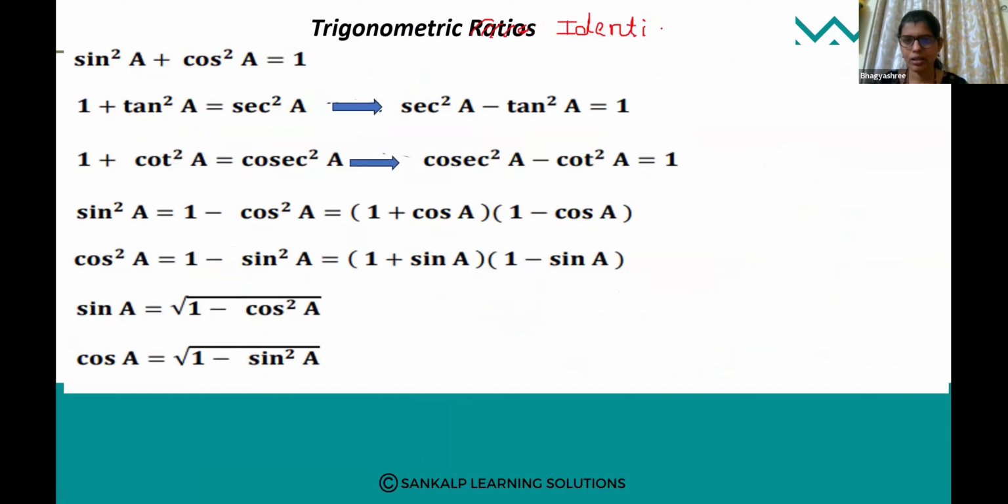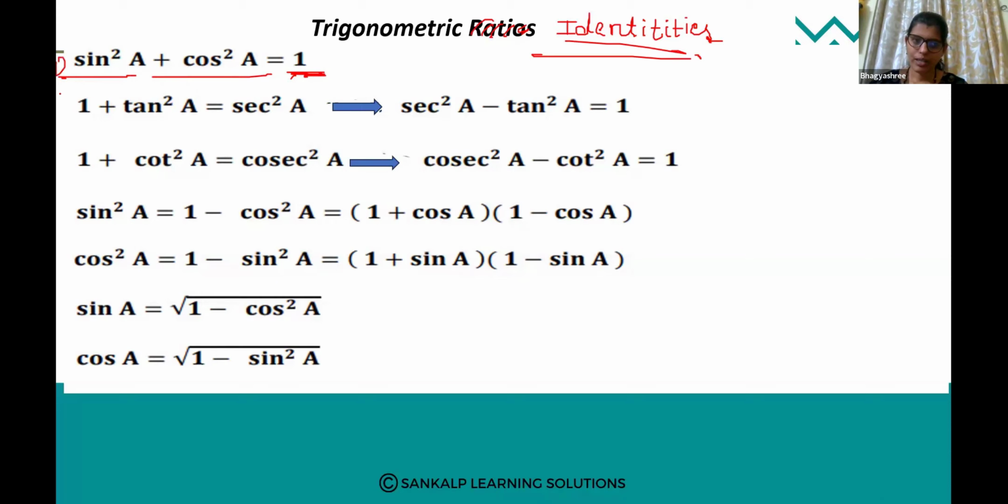a plus b bracket square, a minus b bracket square, a plus b into a minus b is equal to a square minus b square. Those all are identities, right? So like that, here also we are getting some identities. Important identities: sin square a plus cos square a is equal to 1. If we do sin square a plus cos square a, we will get 1, remember.